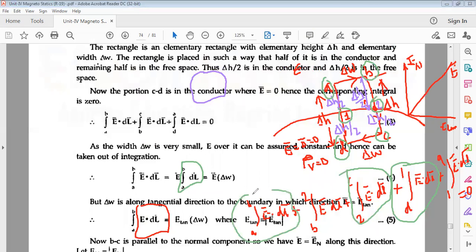This first integral is equal to E bar delta omega. And that E bar here is a tangential component, because we are finding out the tangential direction. E tan into delta omega. E bar is nothing but E tan delta omega. The total integral A to B dl bar is equal.